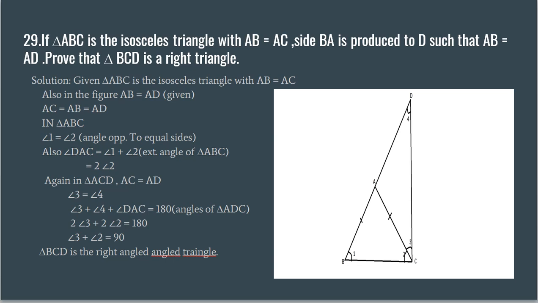Now using the triangle sum property in triangle ACD, we'll get angle 3 plus angle 4 plus angle DAC equals 180 degree, and angle DAC is equal to 2 into angle 2, and angle 3 is equal to angle 4. So we can replace angle 4 with angle 3. We'll get 2 into angle 3 plus 2 into angle 2 is equal to 180 degree, which will give us angle 3 plus angle 2 is equal to 90 degree, and angle 3 plus angle 2 is angle BCD. Since BCD is 90 degree, triangle BCD is a right angle triangle. Okay, let's jump on to the next question.